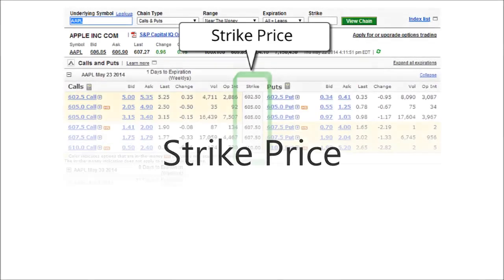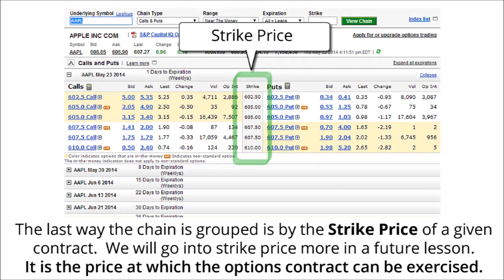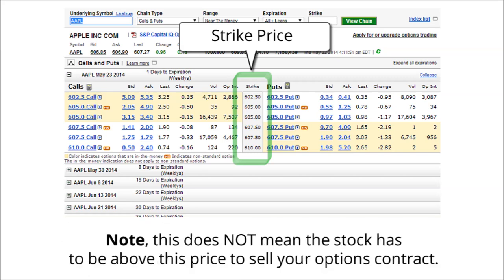Strike price. The last way the chain is grouped is by the strike price of a given contract. We will go into strike price more in a future lesson. It is the price at which the options contract can be exercised. Note, this does not mean the stock has to be above this price to sell your options contract.